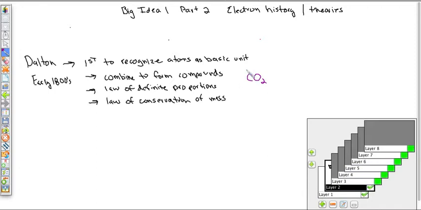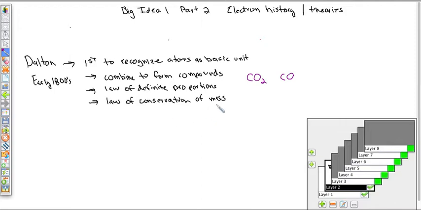So he defined this idea, and he also defined the law of definite proportions, saying that carbon dioxide will have 1 carbon and 2 oxygens. As soon as you start to change it like this, if you change it to this, it's a totally different compound. And it will be now carbon monoxide, totally different properties, very, very different.